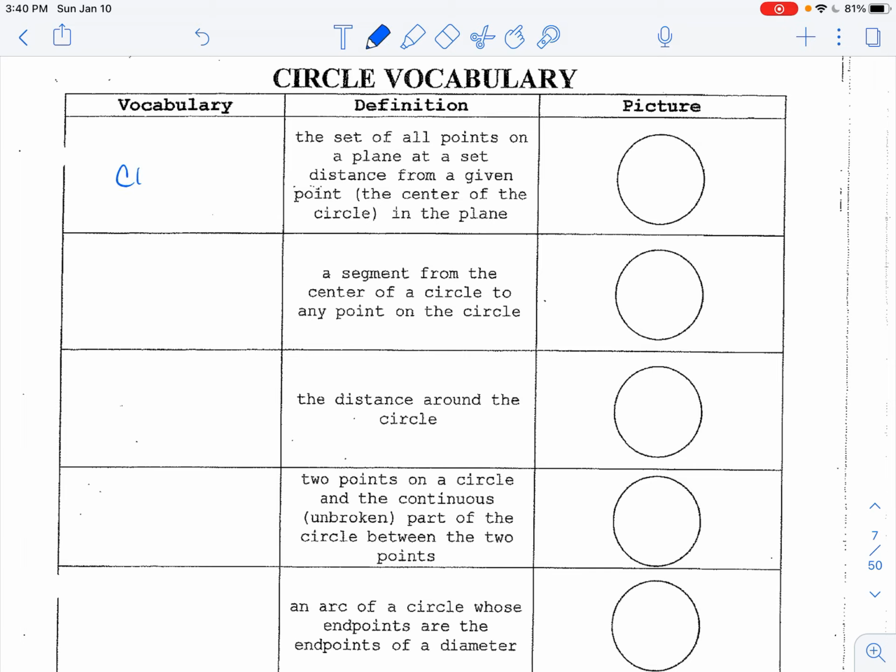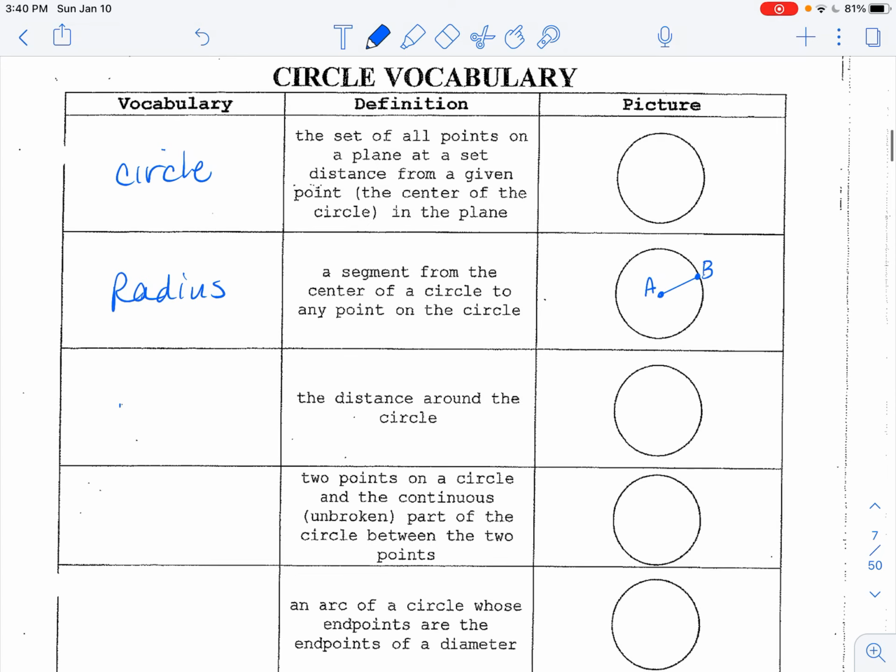This first vocabulary word is just circle. It is the set of all points on a plane at a set distance from a given point, which is the center. The second vocabulary says a segment from the center to any point on the circle. This is a radius. From the center, we'll call the center A, to this point on the circle, B, this is a radius.